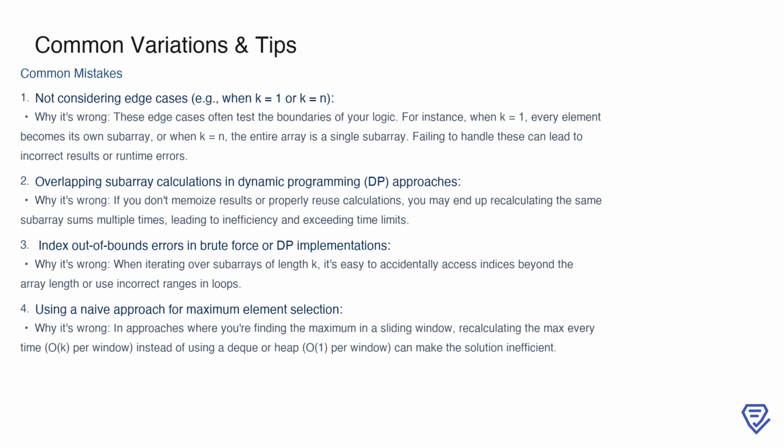Lastly, using a naive approach to find the maximum element within a window can hurt performance. For example, recalculating the maximum for each sliding window in O(k) time instead of leveraging a more efficient data structure like a deque or a heap can make your solution much slower, especially for larger inputs.